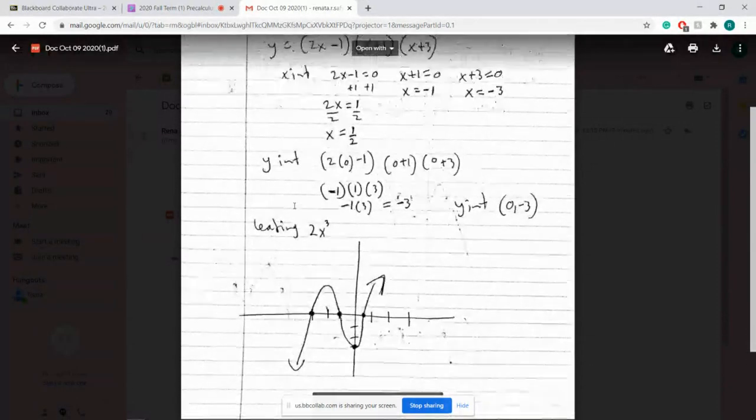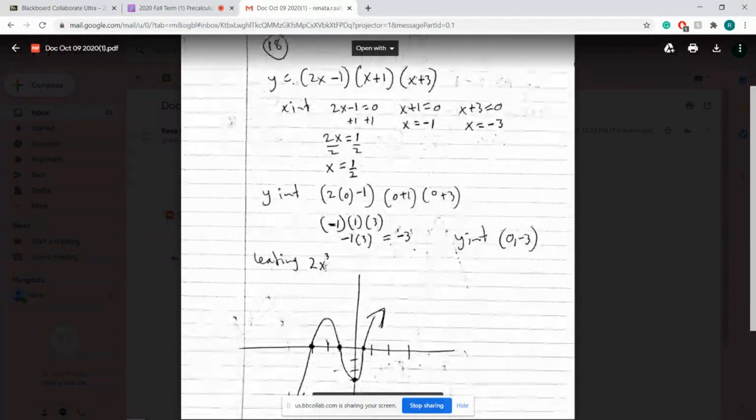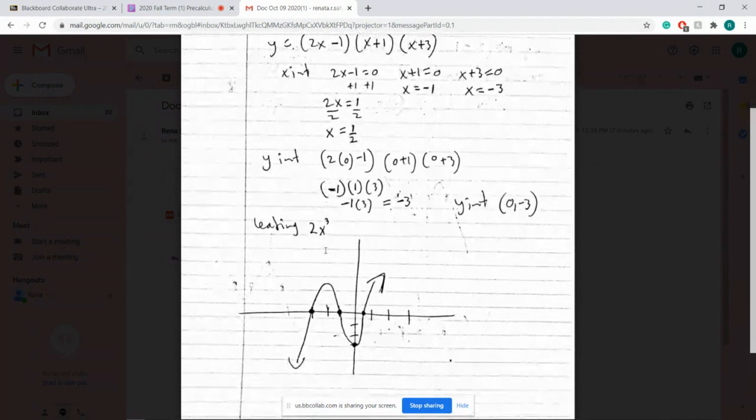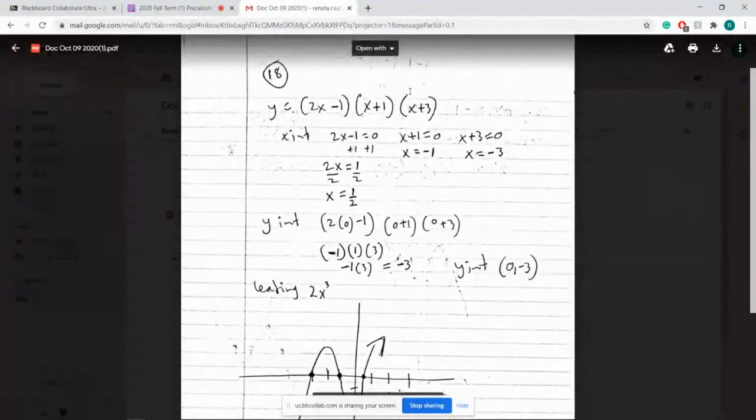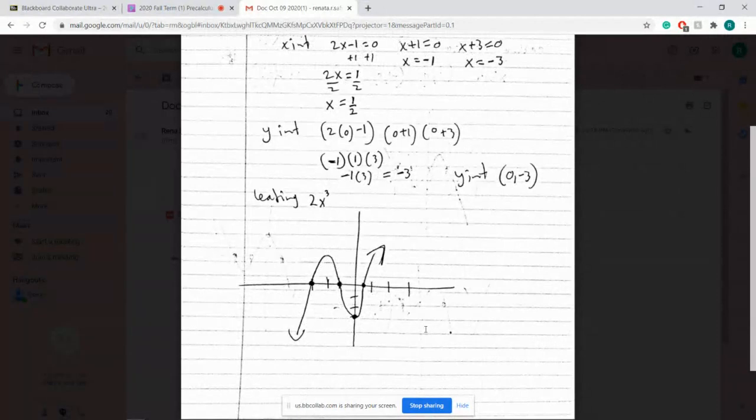And then the leading coefficient was x squared. So then it's negative and then positive at the end. So I did the multiplicity thing, like they all have a 1. So then they all go through, and then I ended up with this graph.